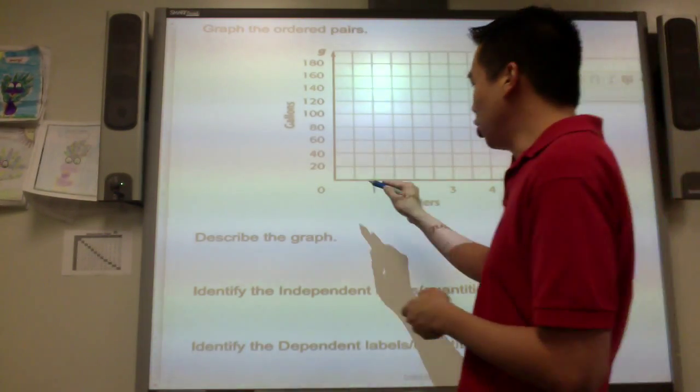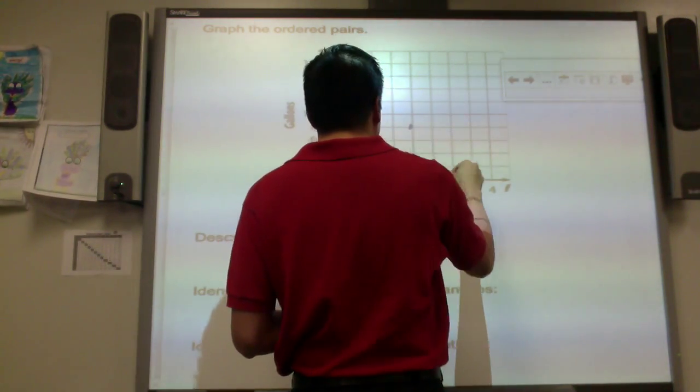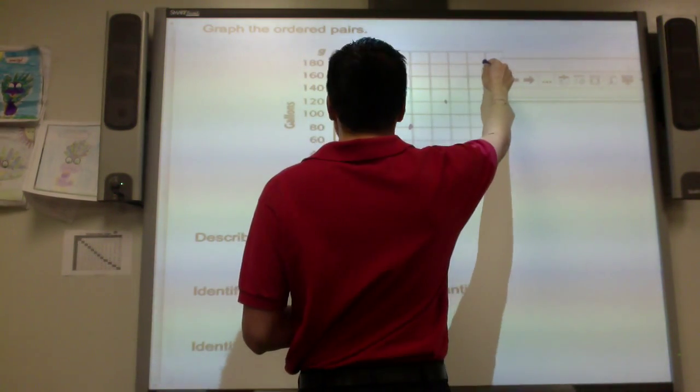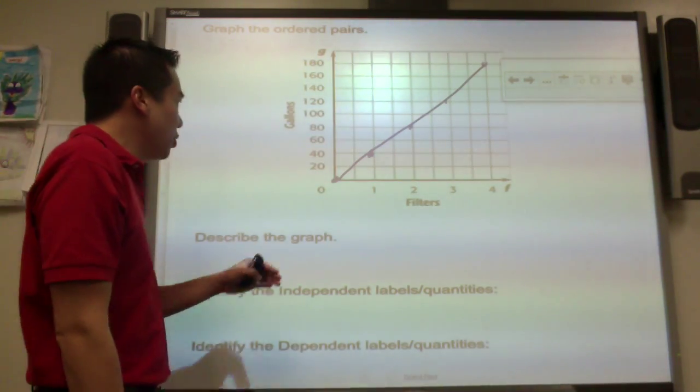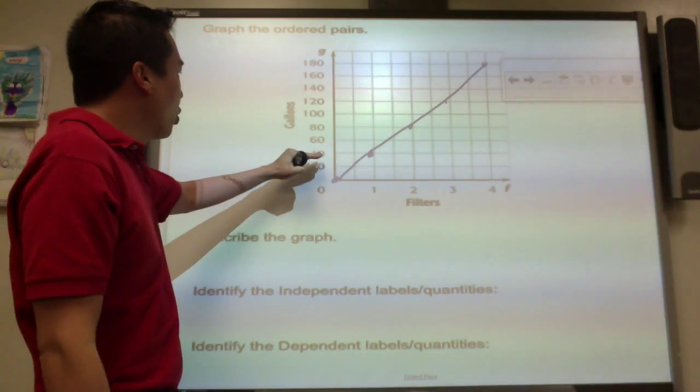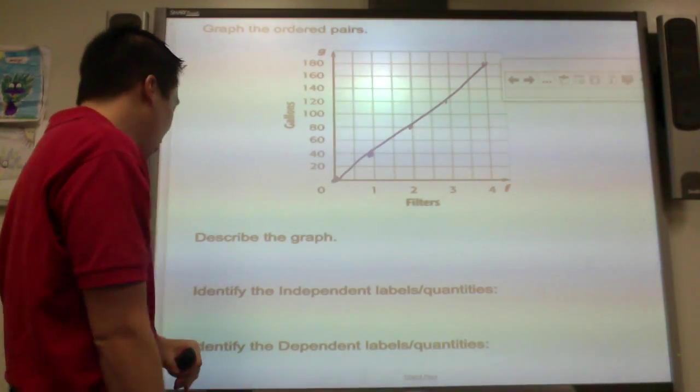Now graph it. 0, 1 filter uses 40 gallons, 2 is 80, 3 is 120, 4 is 160. If I connect the dots, it makes a straight line. As you can tell, it's increasing 40 gallons of water per filter. So it's increasing 40 gallons per filter.